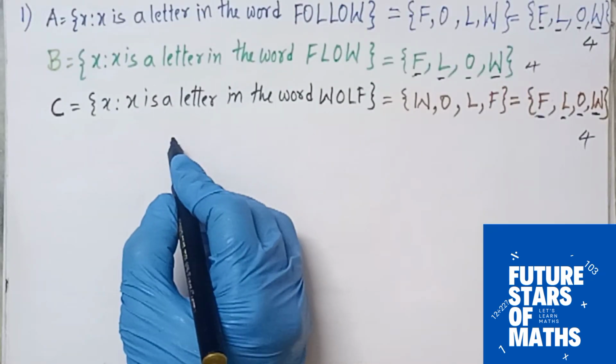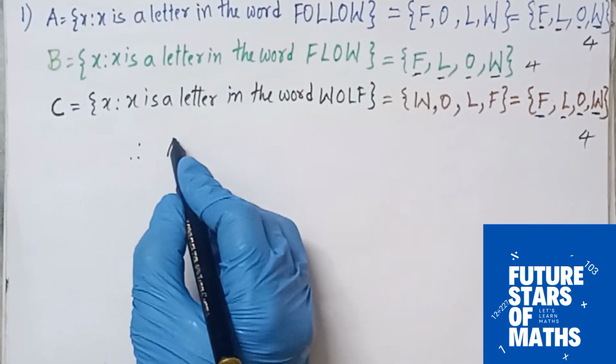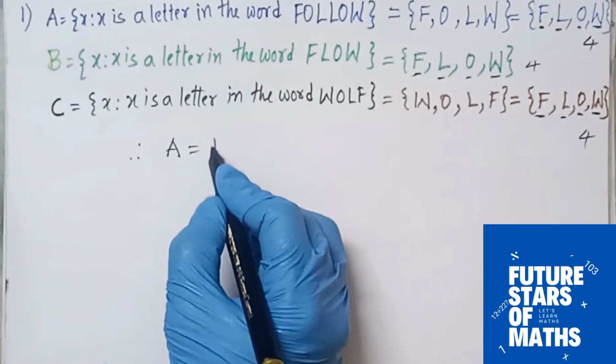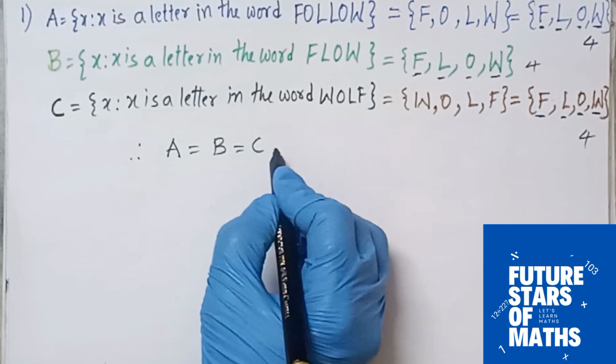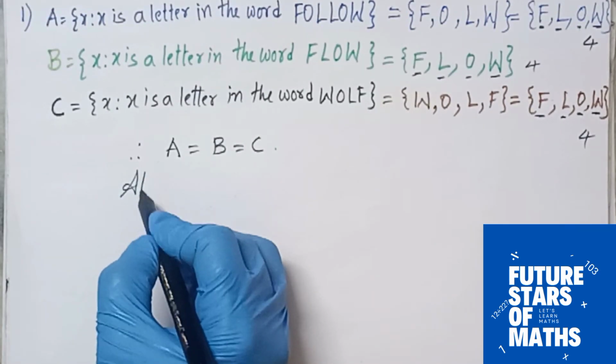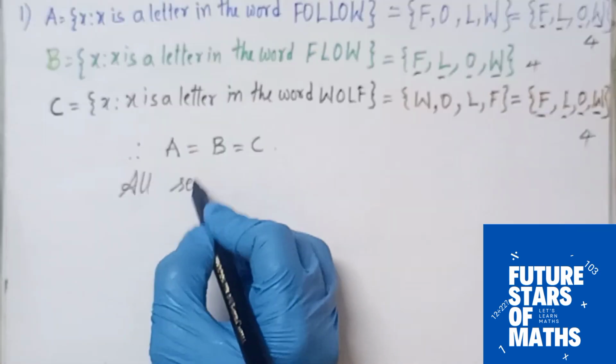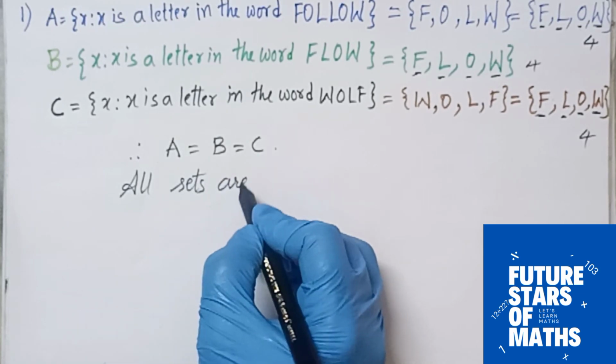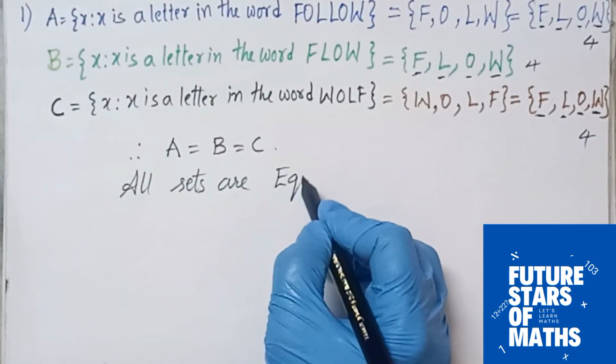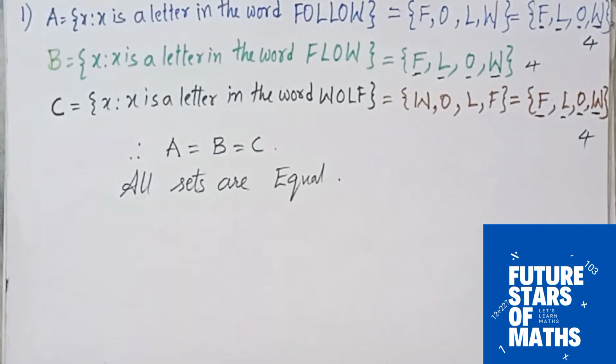So now what can we write? We can conclude that A equal to B equal to C. So all the sets are equal. Okay, is it clear, students? Now we'll move to the next sum.